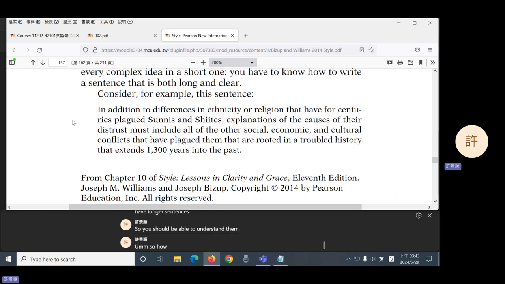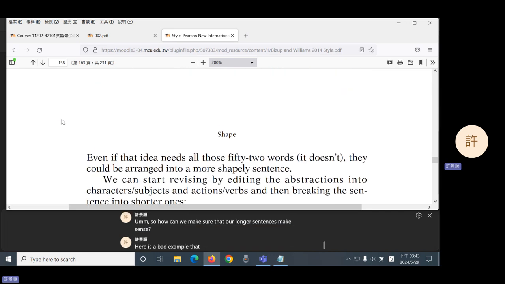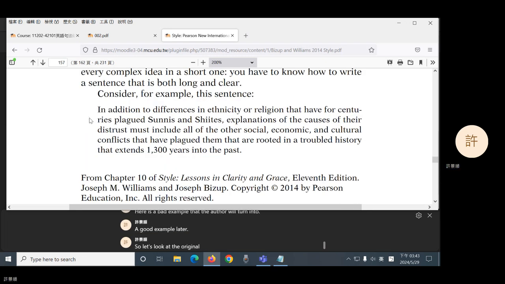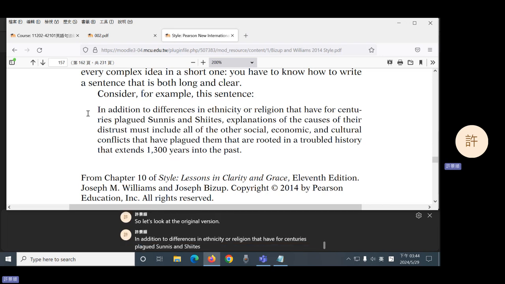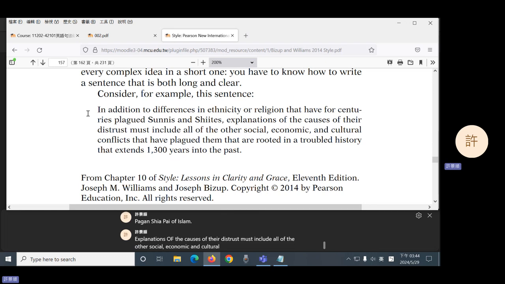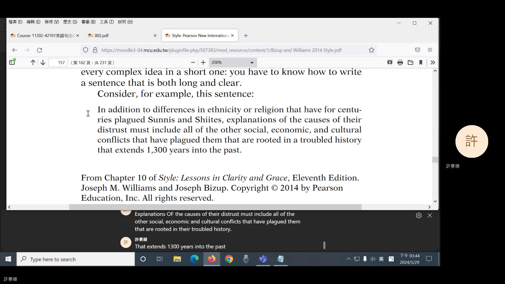So how can we make sure that our longer sentences make sense? Here is a bad example that the author will turn into a good example later. So let's look at the original version. In addition to differences in ethnicity or religion that have for centuries plagued Sunnis and Shiites, this is Sunnis and Shiites of Islam, explanations of the causes of their distrust must include all of the other social, economic, and cultural conflicts that have plagued them that are rooted in a troubled history that extends 1,300 years into the past. Bleh. It's a terrible sentence, and it is one sentence.